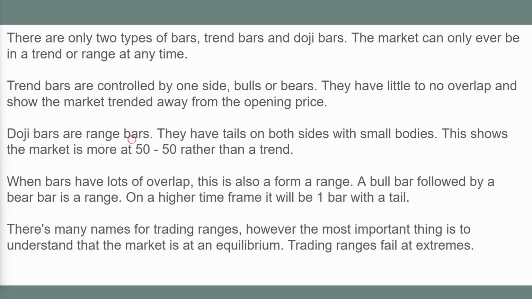Doji bars are range bars. They have tails on both sides with small bodies. This shows the market is more 50-50 rather than a trend.